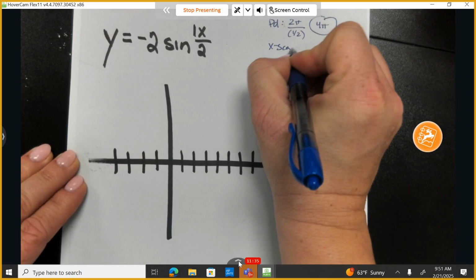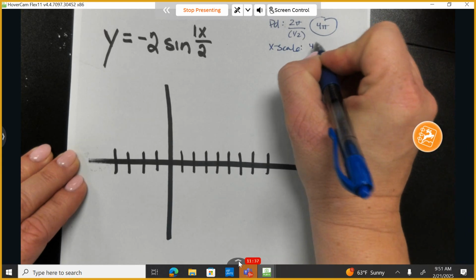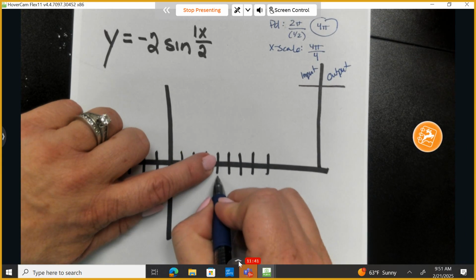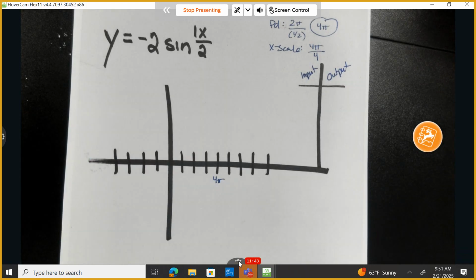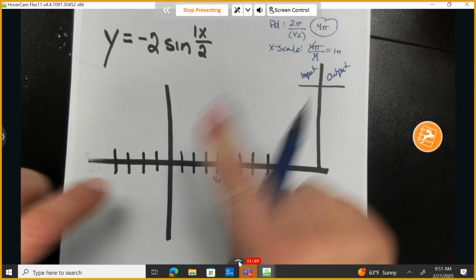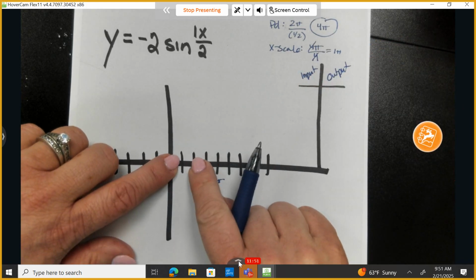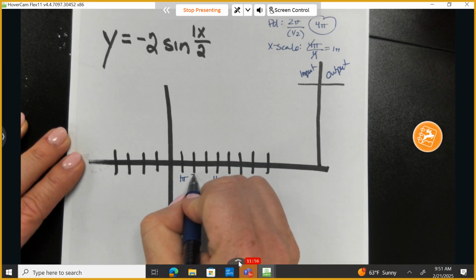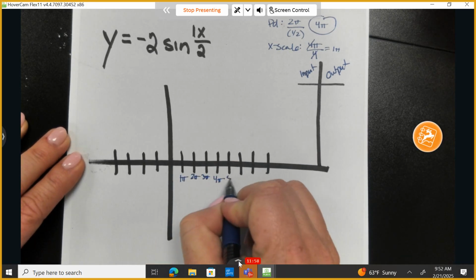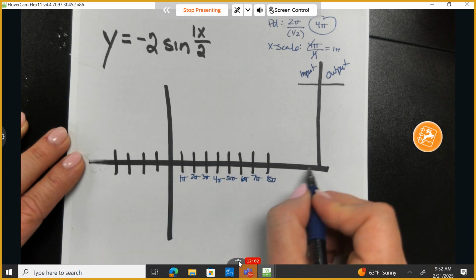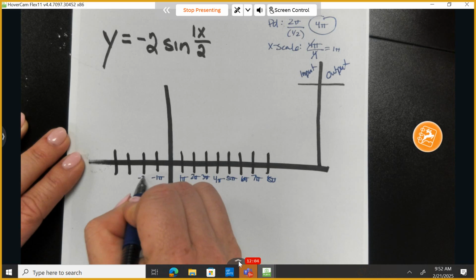Now, what is the x scale? The x scale is 4 pi, and we're always dividing by 4. 1, 2, 3, 4. The length of one cycle, called the period, or period length, is 4 pi. And the x scale is the distance from one of these hash marks to the next horizontally. That's 1 pi. So this is really easy to label. 2 pi, 3 pi, 4, 5 pi. So we've done 2 cycles to the right. Let's do 1 cycle to the left.